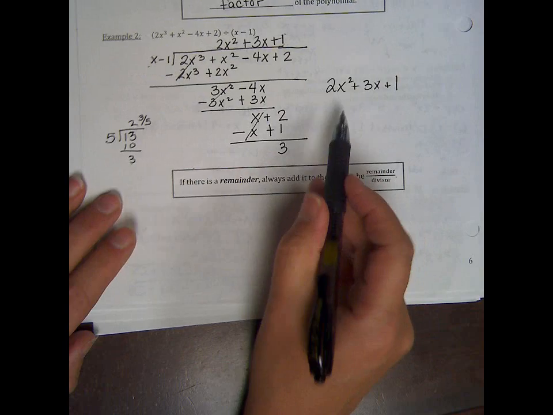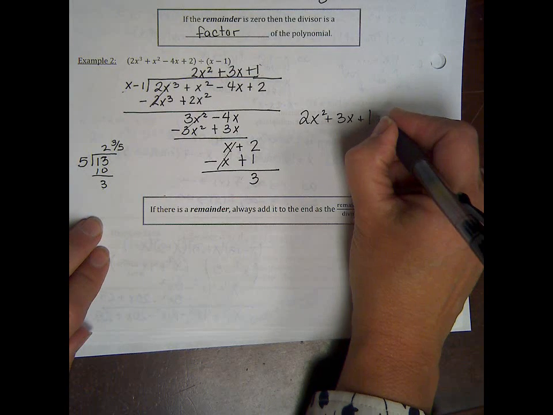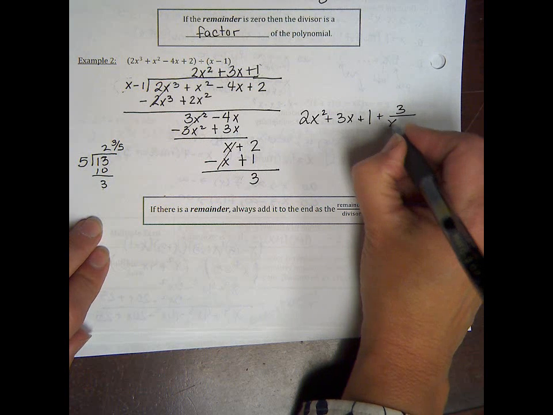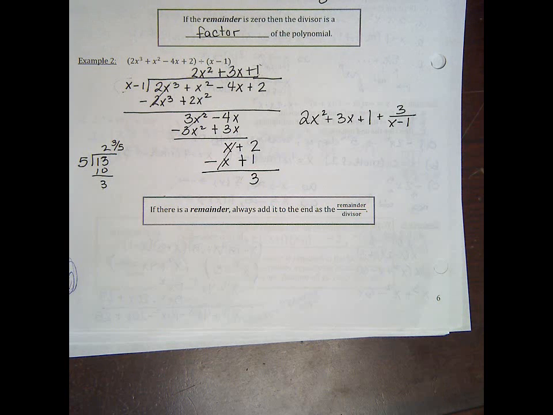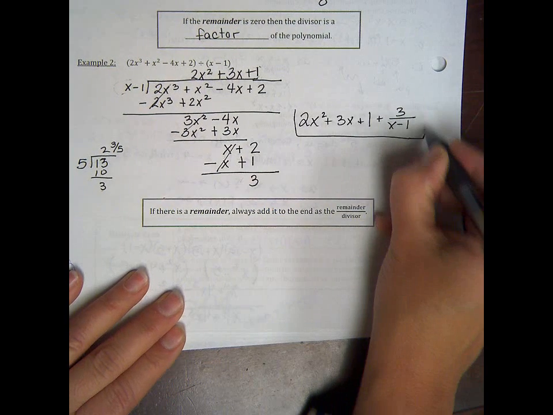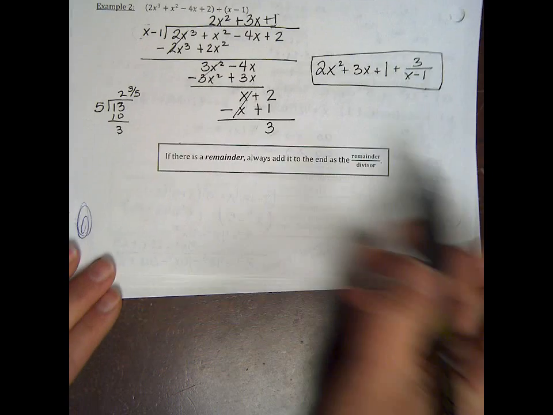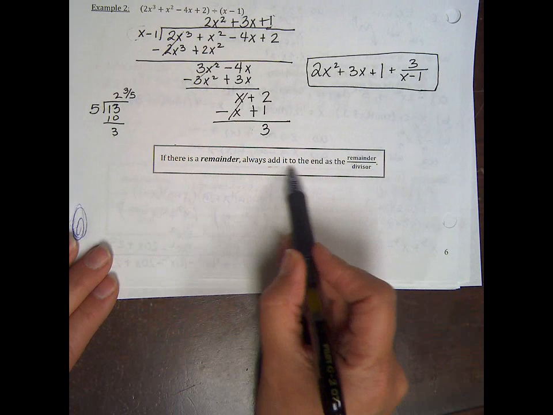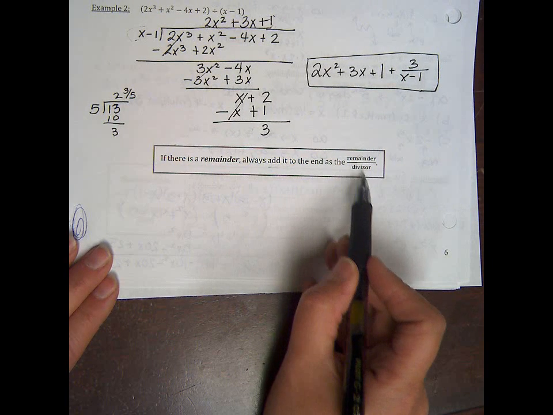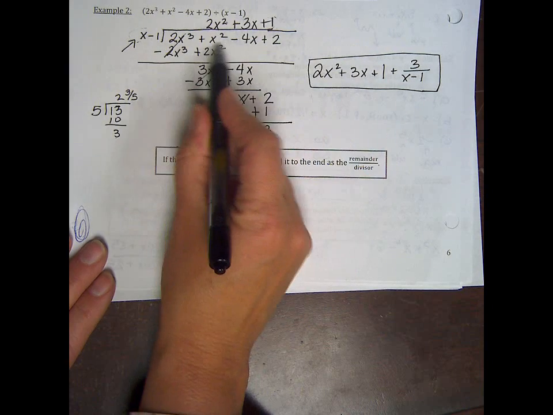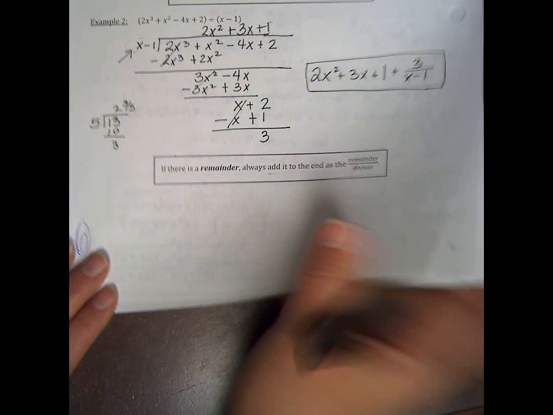Same way here. We got a remainder of 3 over what we're dividing in, which is x minus 1. So there's the final answer, 2x squared plus 3x plus 1 plus that remainder 3 over x minus 1. So if there's a remainder, always add it to the end as the remainder over the divisor. So remember, this is the divisor, this part is the dividend in the house.